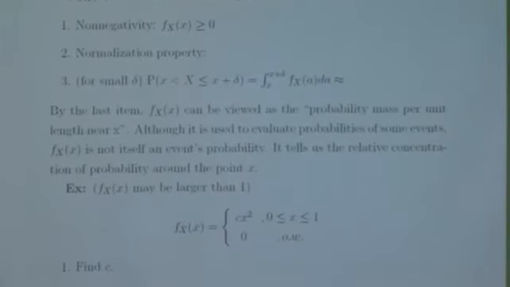So now that's it. It's non-negative. It integrates to 1. And it gives us probability mass per unit length near the point that it's evaluated at. That's all that density has to satisfy. The density itself may be larger than 1. Let's see an example.